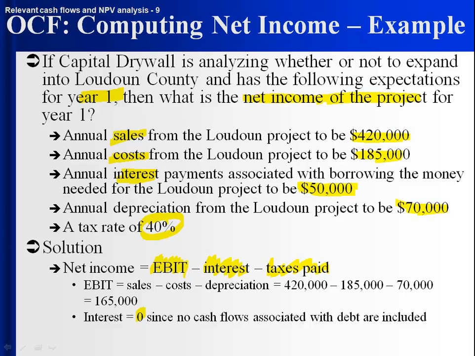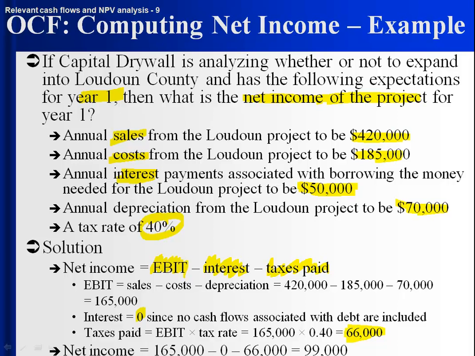So therefore, taxable income is 165. Multiply it by 40%, and the firm pays $66,000 in taxes. So what's the net income? $99,000.